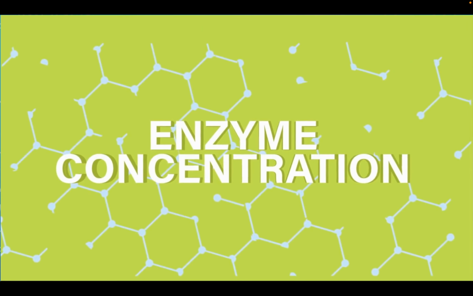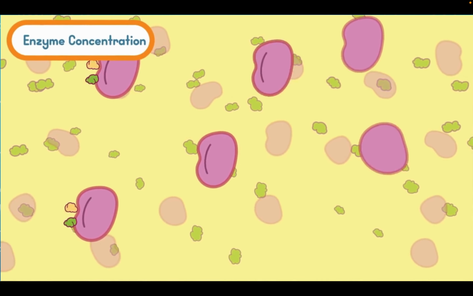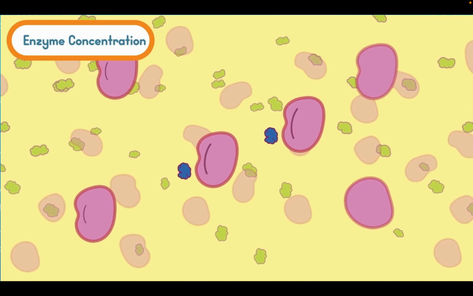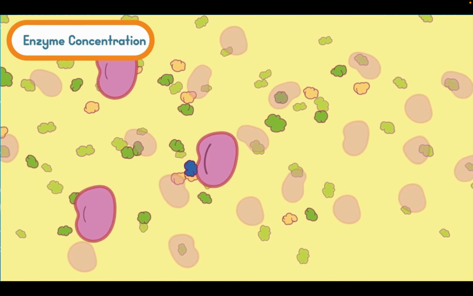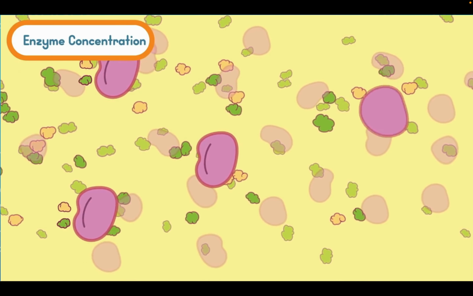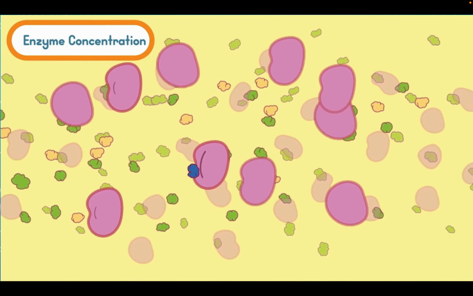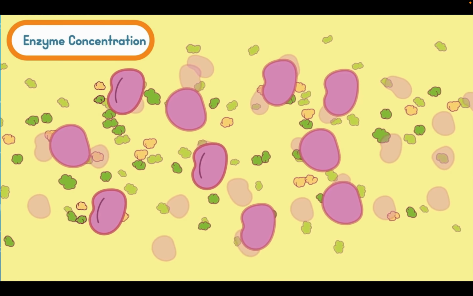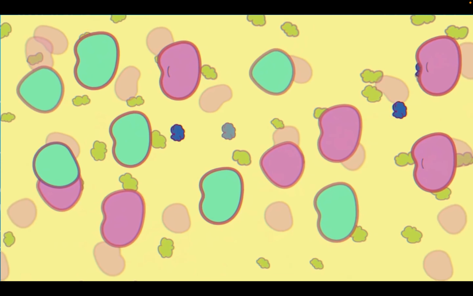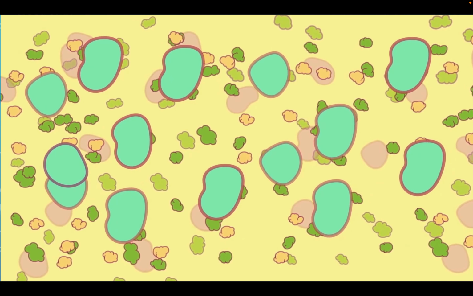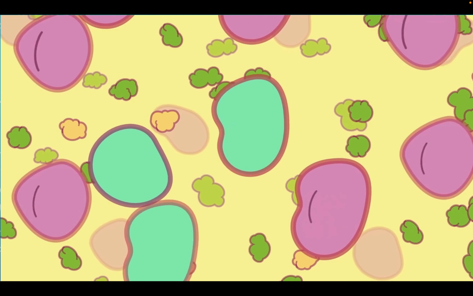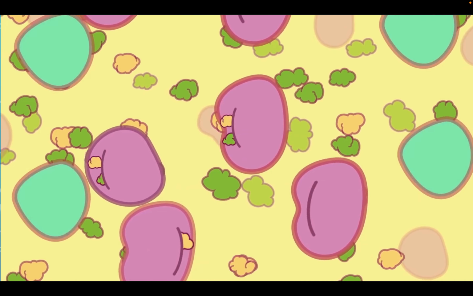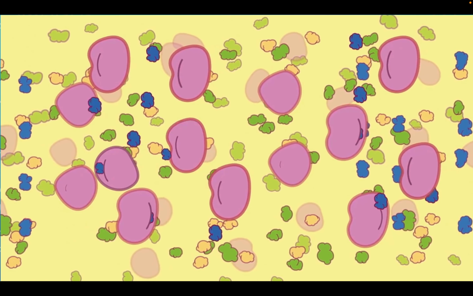Enzyme concentration. Increasing enzyme concentration will increase the rate of reaction, as more enzymes will be available to bind with the substrates. However, after a certain concentration, any increase will have no effect on the rate of reaction. Substrate concentration. Increasing substrate concentration increases the rate of reaction. This is because more substrate molecules will be colliding with enzyme molecules, so more product will be formed.